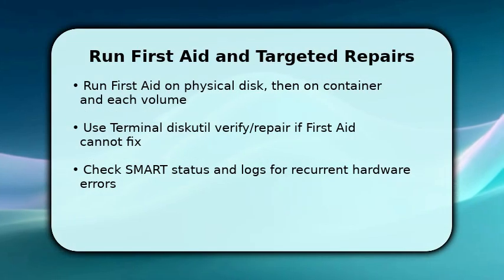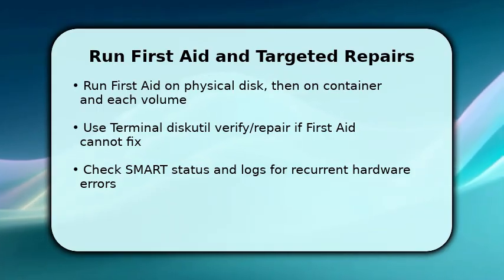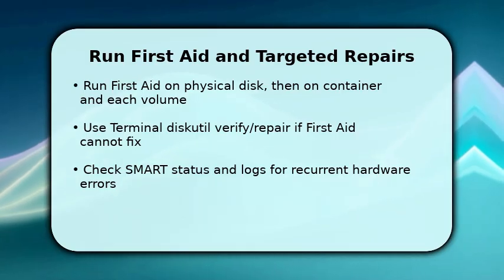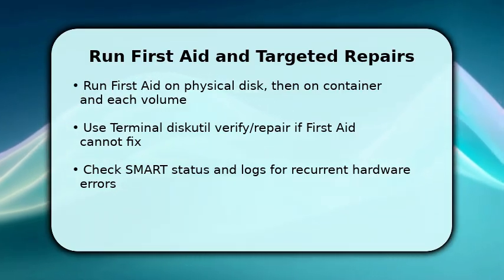You run First Aid methodically. Start on the physical disk, then on the APFS container, and finally on each volume. This order fixes partition and container inconsistencies first, which prevents cascading errors.